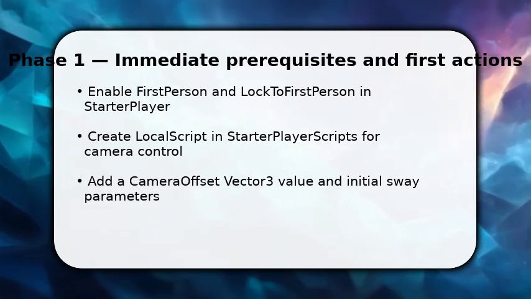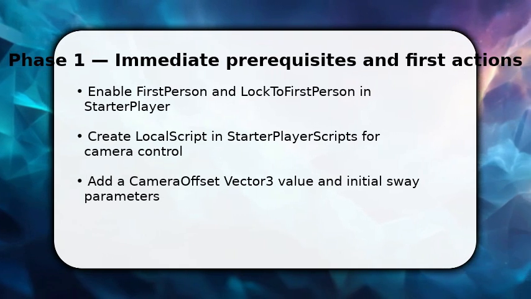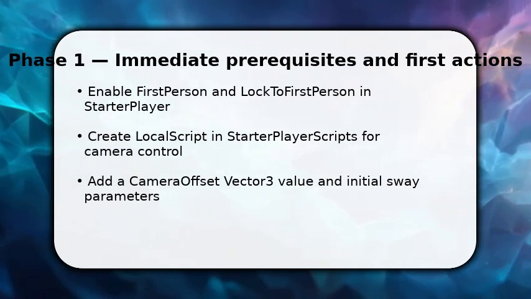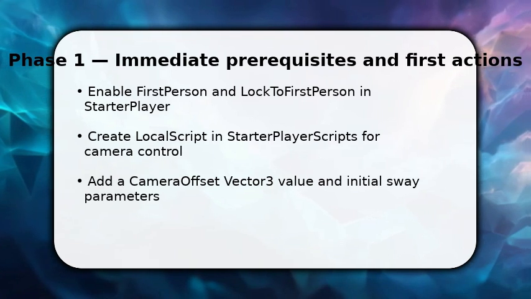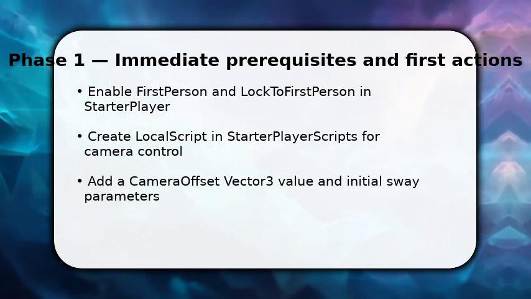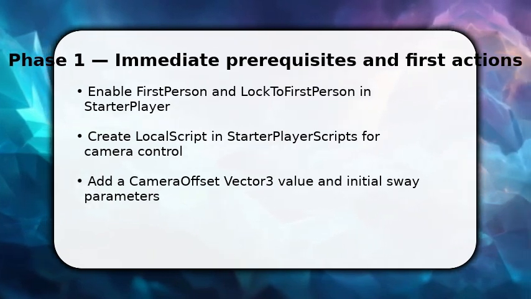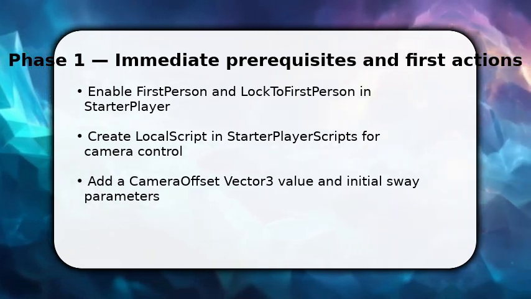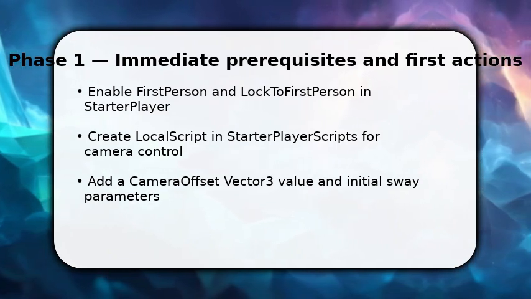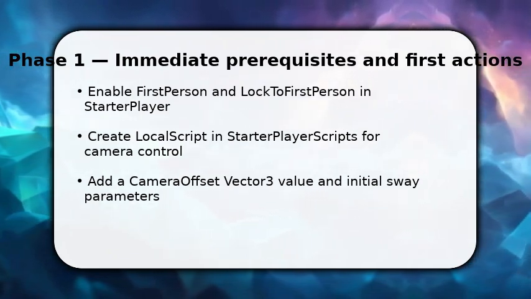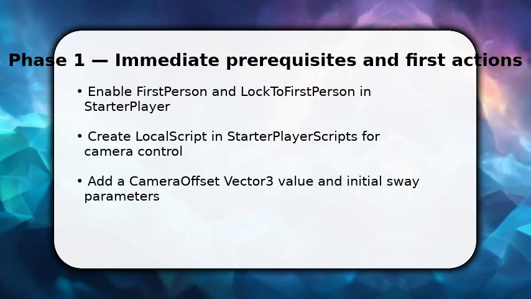You begin inside Roblox Studio with first person enabled. Set StarterPlayer properties to first person and lock to first person now. Create a LocalScript in StarterPlayerScripts so the sway runs per client, not server. This prevents network lag. Add a camera offset Vector3 and variables for amplitude, frequency, and smoothing. These are your core parameters.